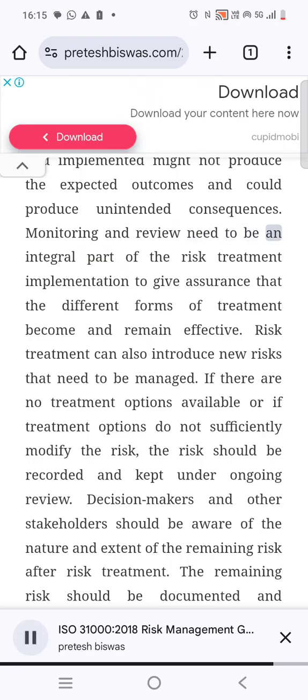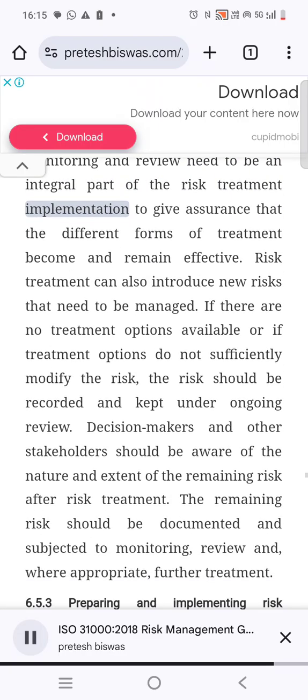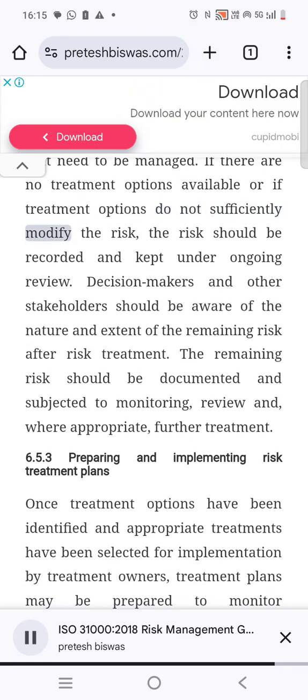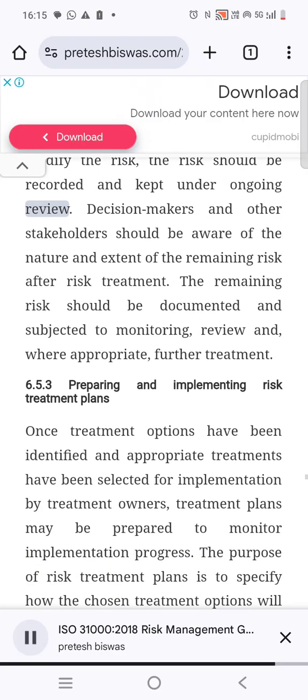Monitoring and review need to be an integral part of the risk treatment implementation to give assurance that the different forms of treatment become and remain effective. Risk treatment can also introduce new risks that need to be managed. If there are no treatment options available, or if treatment options do not sufficiently modify the risk, it should be recorded and kept under ongoing review.